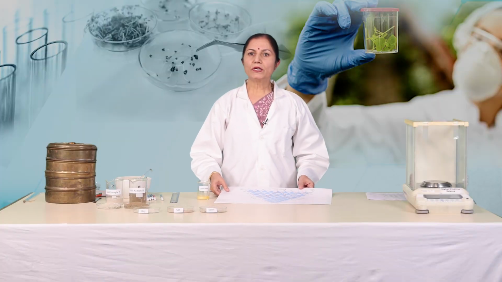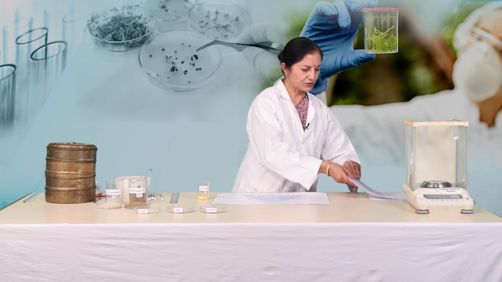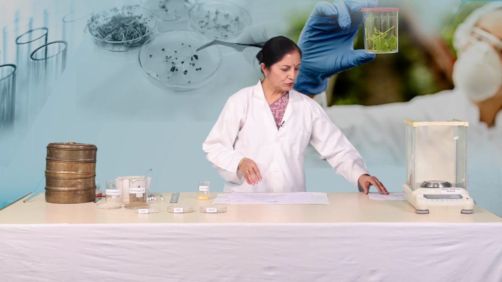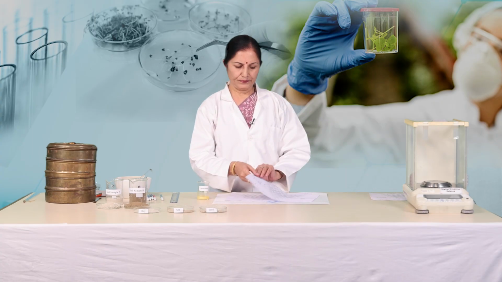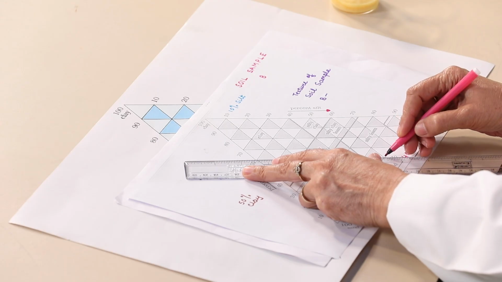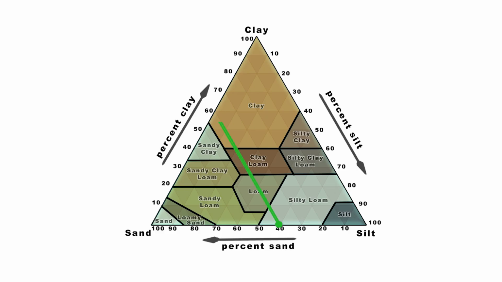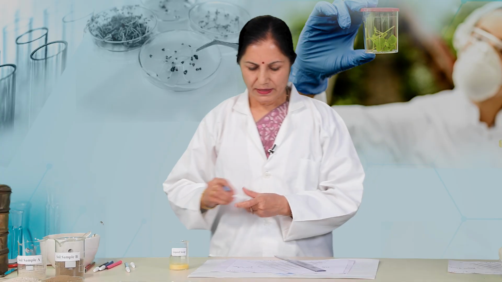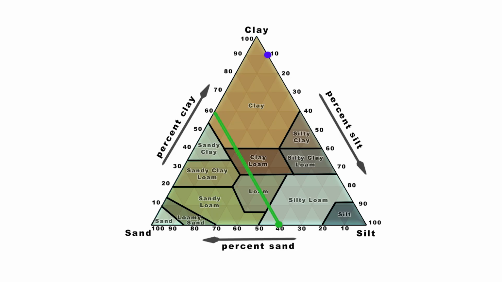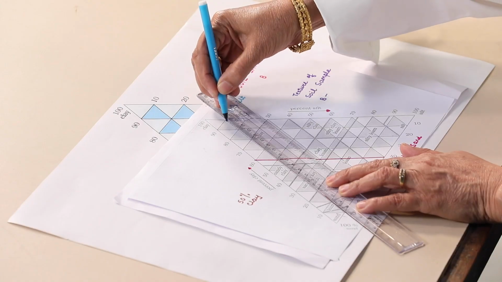Now, we can use textural triangle and draw the lines on the textural triangle to find out the texture of the soil. Since the percentage of sand is 40%, so we draw a line from the base towards the clay. The percentage of silt is 10%, so we draw a line from the silt side towards the base parallel to the clay side.